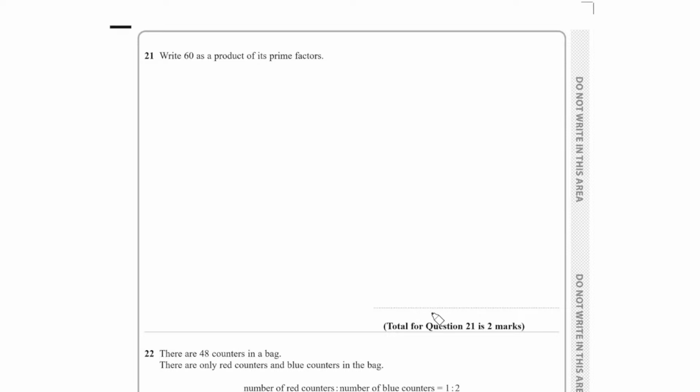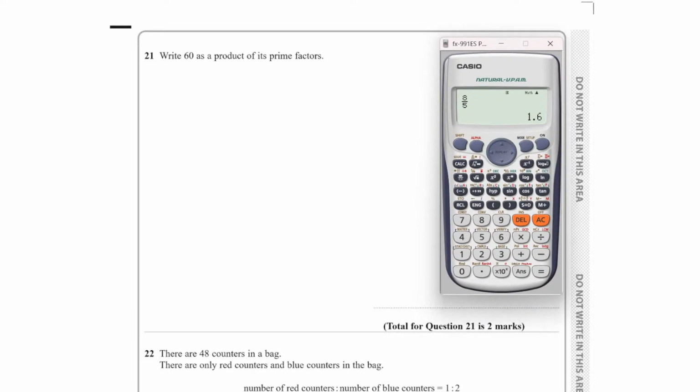Question 21, write 60 as a product of its prime factors. Now, there is actually a way to do this on the calculator, again, given that you've already done paper 1. What you can do is just type in the number, not 0, preferably, type in 60. Now, check on your calculator, because I'm sure yours is probably different to mine, but I don't know if you can see that as like a fact. It says fact here, mine says fact, and I press shift, and then it gives me the product of prime factors.